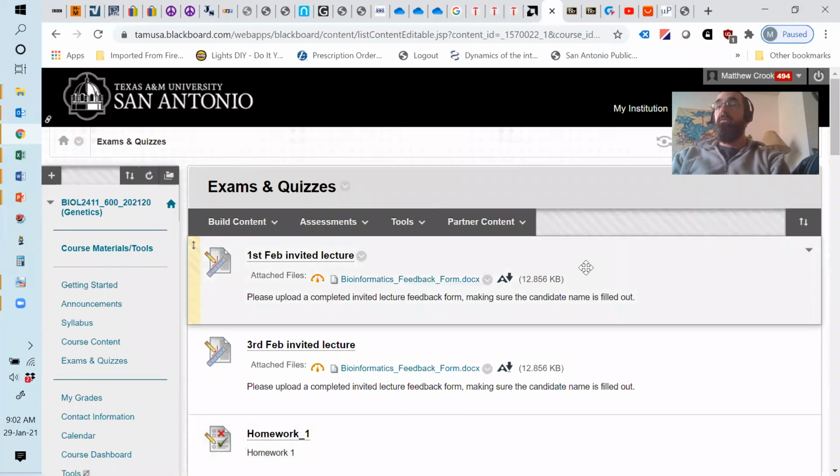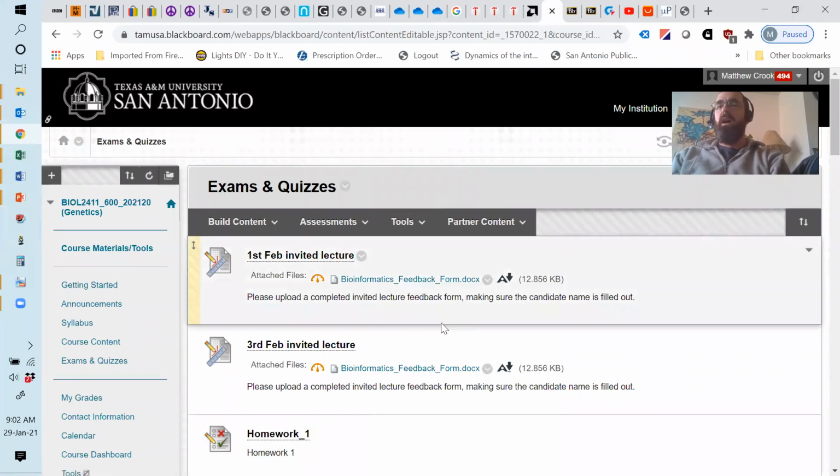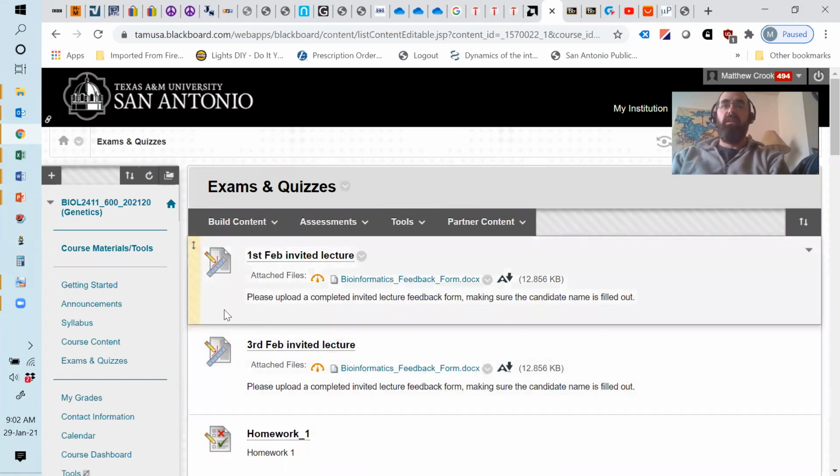The actual forms for you to use are here. So this is in the exams and quizzes in the course content on Blackboard. Same form for both of them, so you only need to download it once. I just stuck it in both of them for ease's sake. Essentially, these are assignments where, if I've done everything right, fingers crossed, you will simply click on this and get the form.